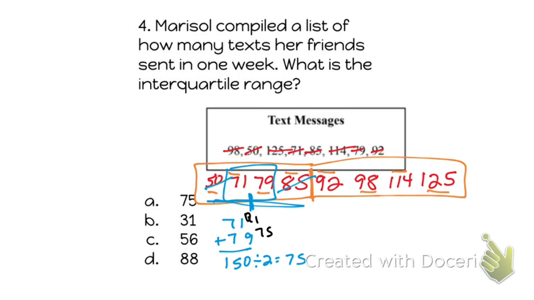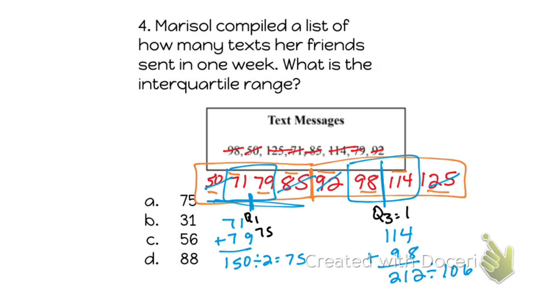Okay, I'm going to go back to my blue here. Over here on the same thing, mark out smallest and largest. I'm down to 2 left. I add them together and divide by 2. 114 plus 98 is 212. Well, when I divide that by 2, because remember, 2 medians means I add them together and divide by 2, I get 106. So, right here, my Q3, that third quartile, is 106.